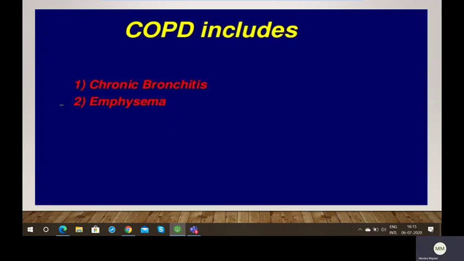As the name suggests, it includes chronic bronchitis and emphysema. New textbooks also show that COPD includes bronchial asthma, which has been already covered, bronchiectasis and bronchiolitis. So here we only discuss chronic bronchitis and emphysema.